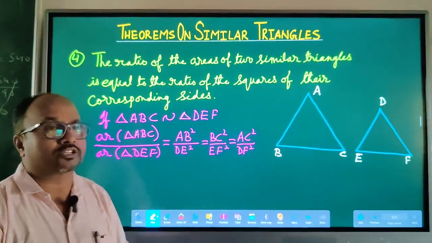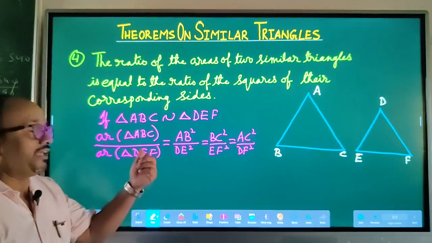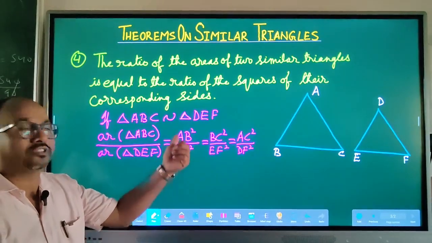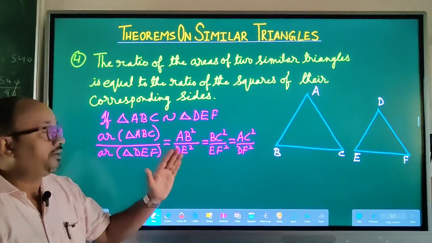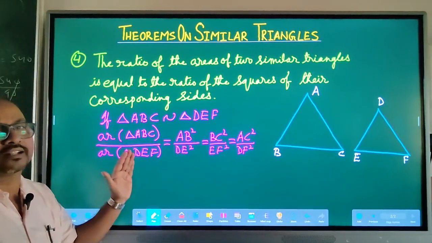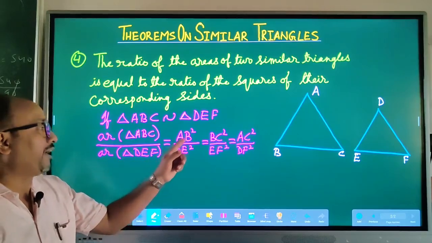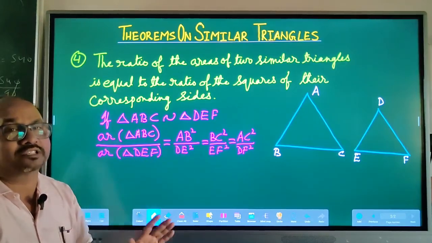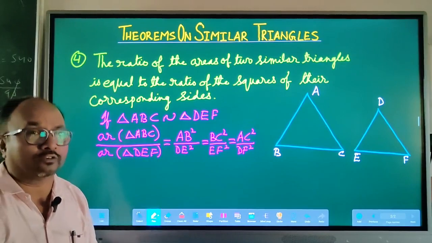One more instruction here. When the areas are given and any one of the sides you have to find, take the square of this side to get the square root. Do not find the square of the side which is given and complicate your calculation.